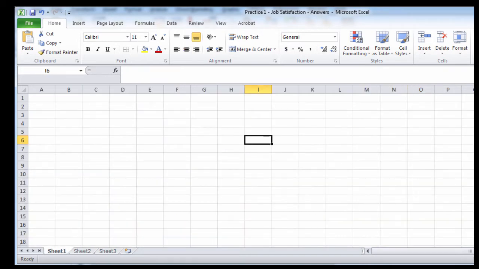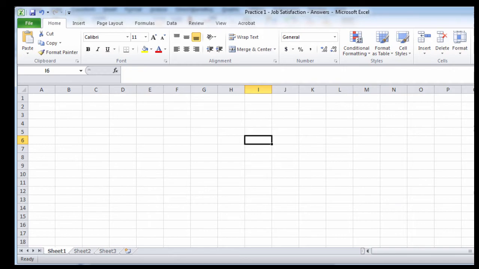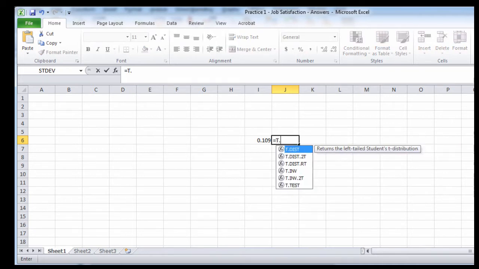You might recall from the textbook that in order to calculate the confidence intervals associated with skew, we need to multiply the standard error, which in this case is 0.109, by a value that we derive from the t-distribution. I call that a multiplier sometimes, or a product. In this case, we need to use the function that makes a call to the t-distribution, which is T.INV.2T.